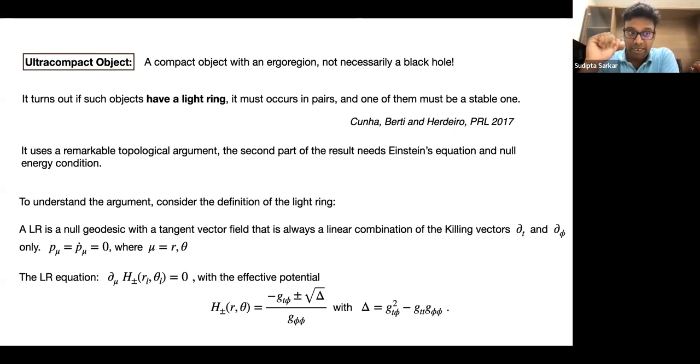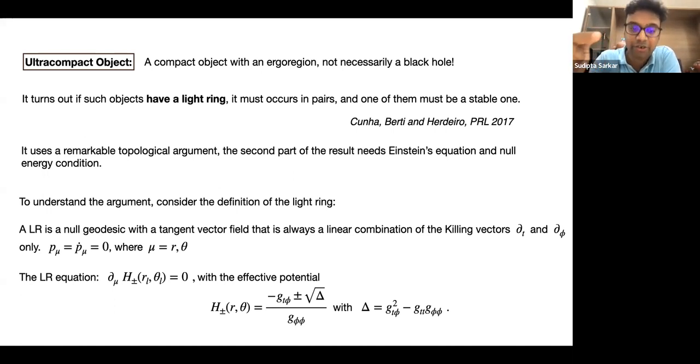The argument they use is a very interesting one. It's a remarkably topological argument. And there is a second part of the argument, which is extremely important: they show that among this pair, one of them has to be a stable light ring.